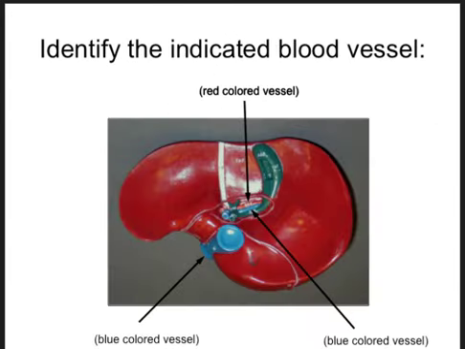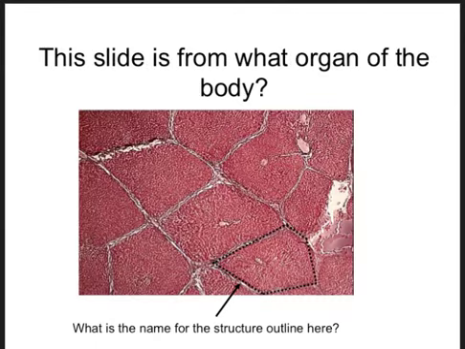Next question. Identify the indicated vessels. Okay, the red vessel indicated here is the hepatic artery. The big blue vessel indicated here, that is the inferior vena cava. And the little blue vessel indicated here, that is the hepatic portal vein. Okay, next question. This slide is from what organ of the body? And the answer is the liver.